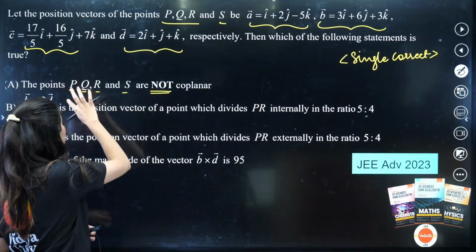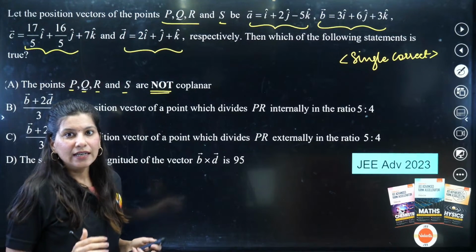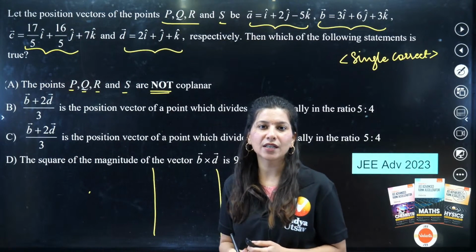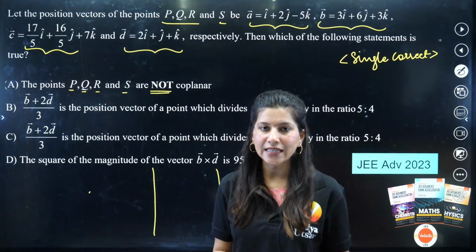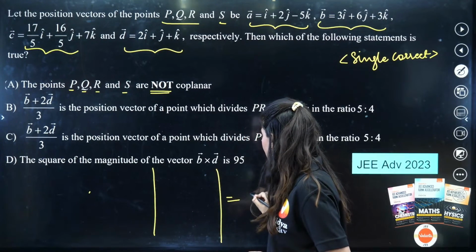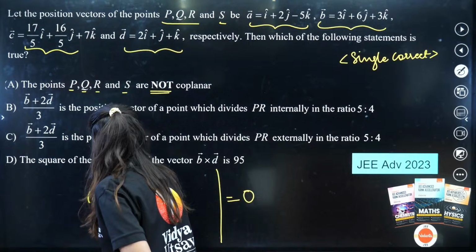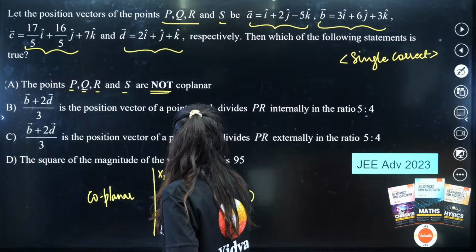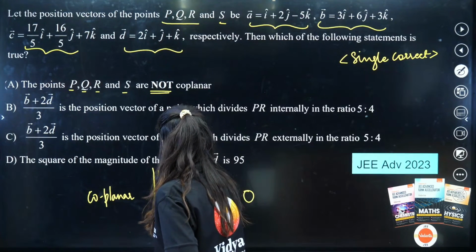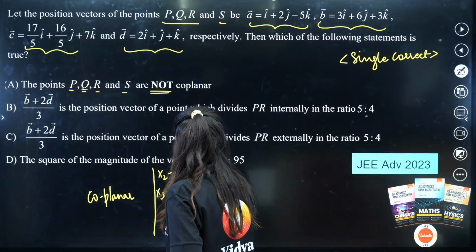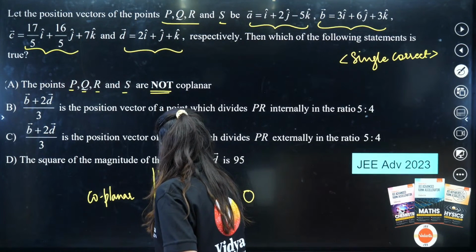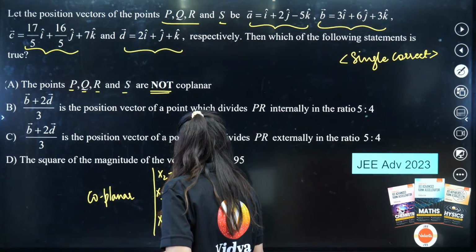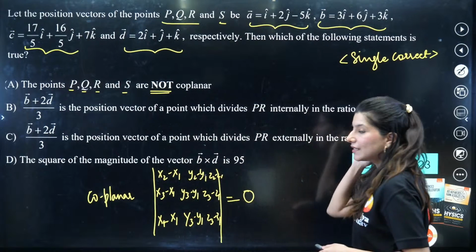If these P, Q, R, S are non-coplanar, then determinant formed by the condition of coplanarity. What is the condition of coplanar points? Condition when 4 points are coplanar is that the determinant formed is equal to 0. So coplanar condition would be x2 minus x1, y2 minus y1, z2 minus z1. Then you have x3 minus x1, y3 minus y1, z3 minus z1. Then you have x4 minus x1, y4 minus y1, z4 minus z1.